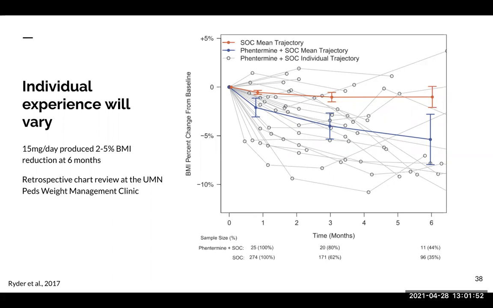This is a study that was actually published by one of the researchers at the University of Minnesota, showing the effect of phentermine 15 milligrams daily on teenagers who had obesity. And I think the thing to highlight here is it did, in the blue line, you can see, produce more BMI decrease than the standard of care treatment. And the other thing I wanted to point out is that the gray lines here on the slide show individual response to phentermine. So I think here, just because one weight loss medication doesn't work doesn't mean all of them won't work. And people are going to have different experiences with them. And so I think this is reason to try.